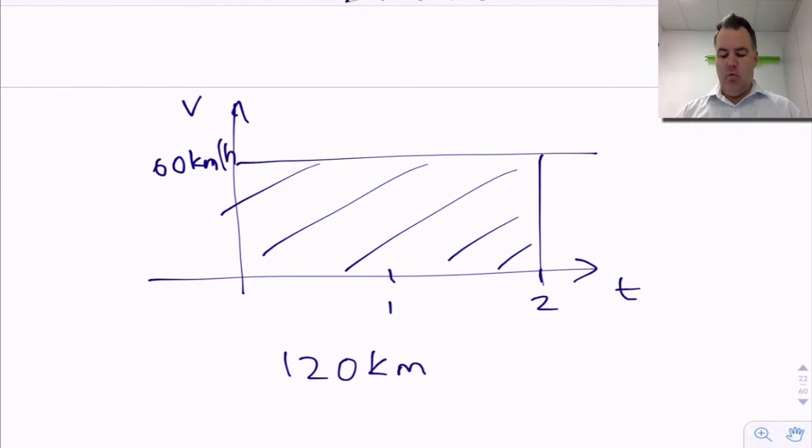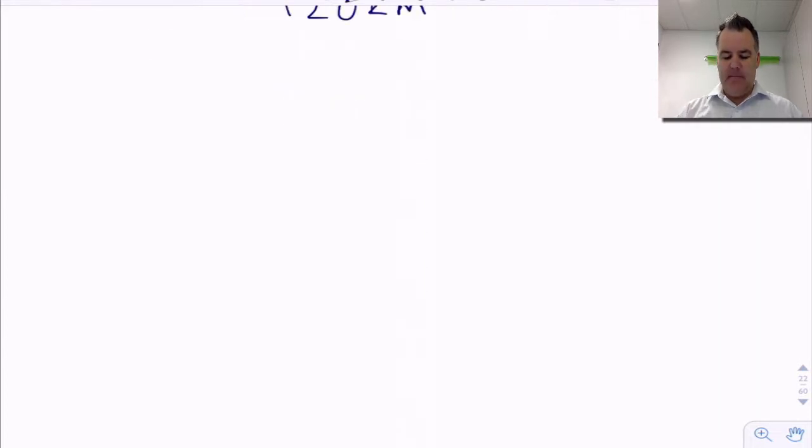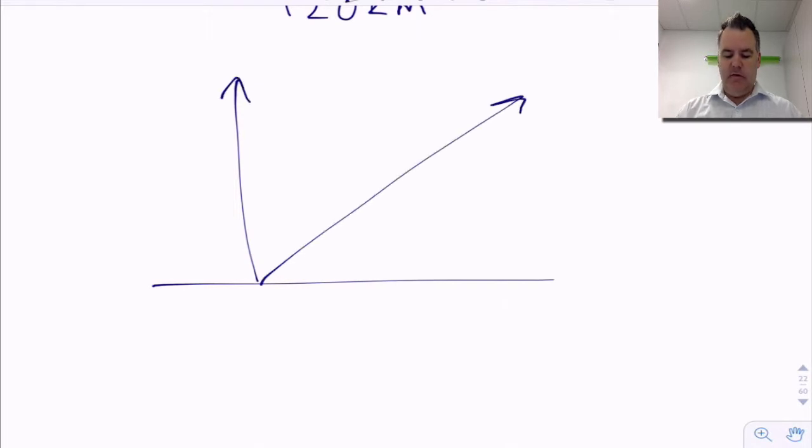It doesn't matter what kind of graph that you did. Let's say we've got a car doing this. So this is still the velocity. This is still time. Let's make this 1. Let's make this 2. Let's make that 60. Now this is a little bit harder question. How far has the car travelled now?